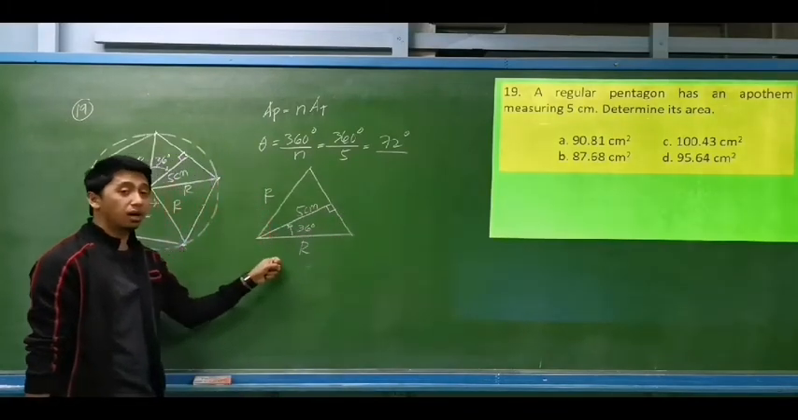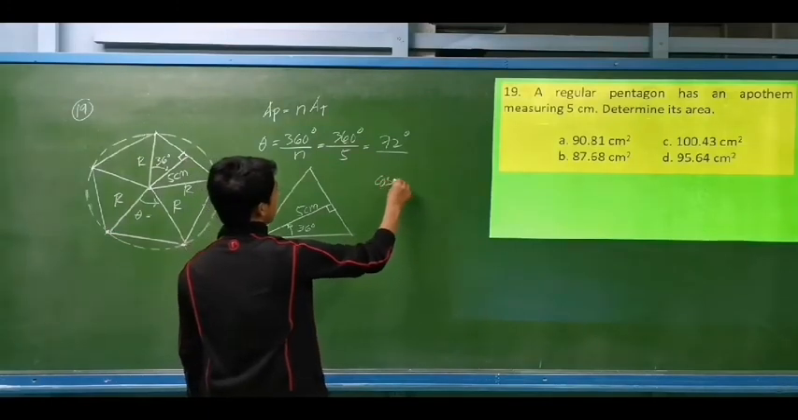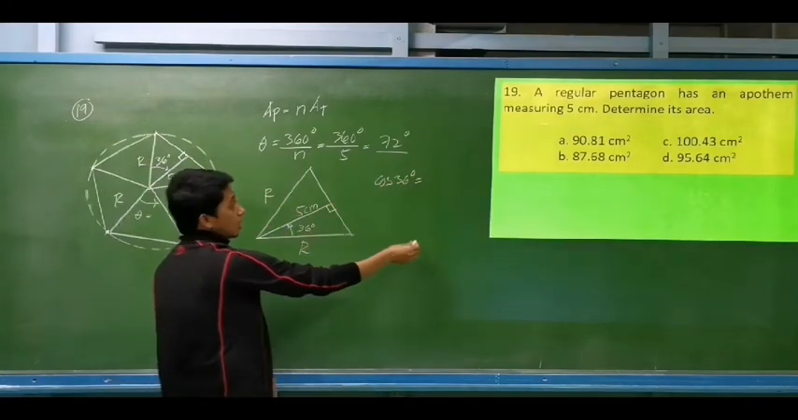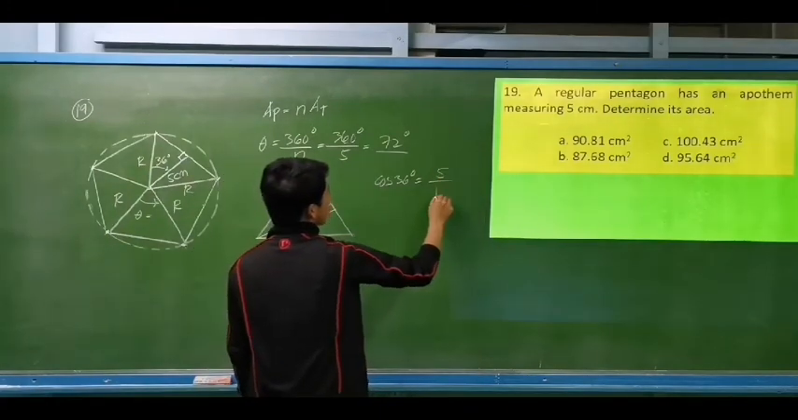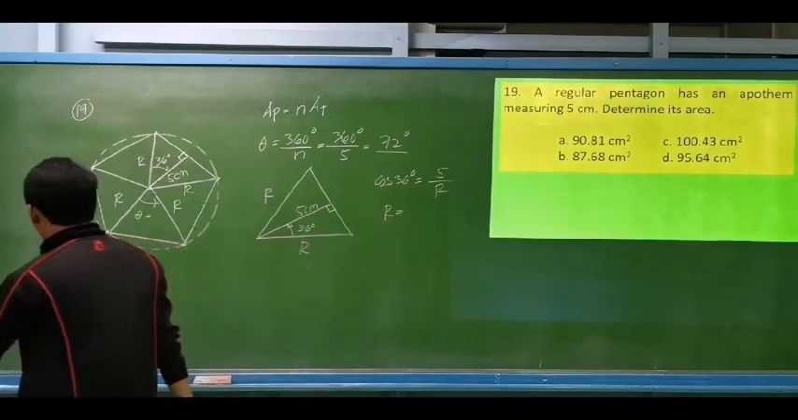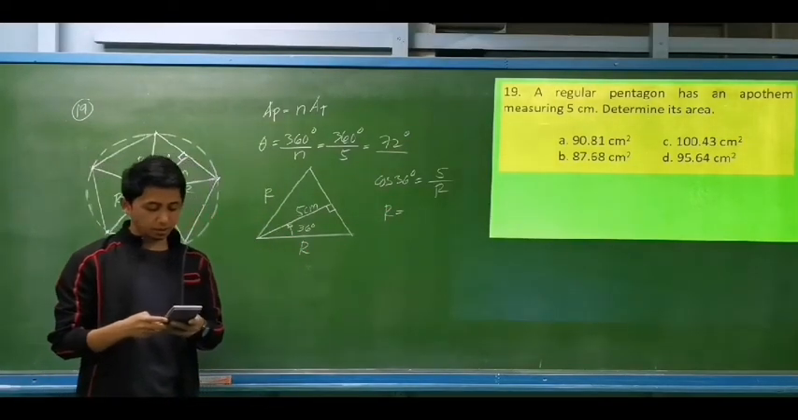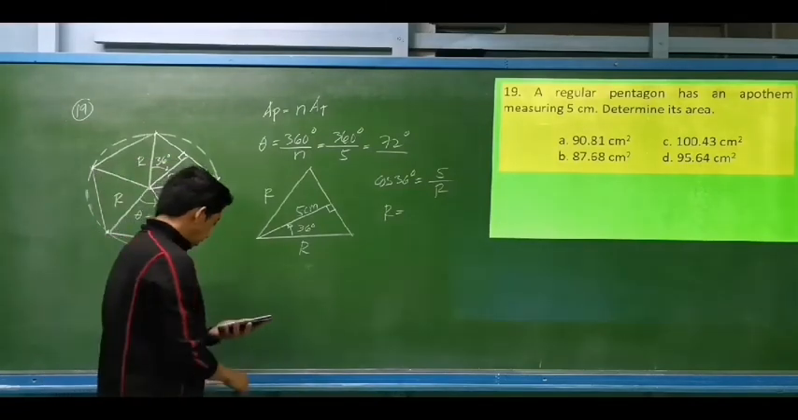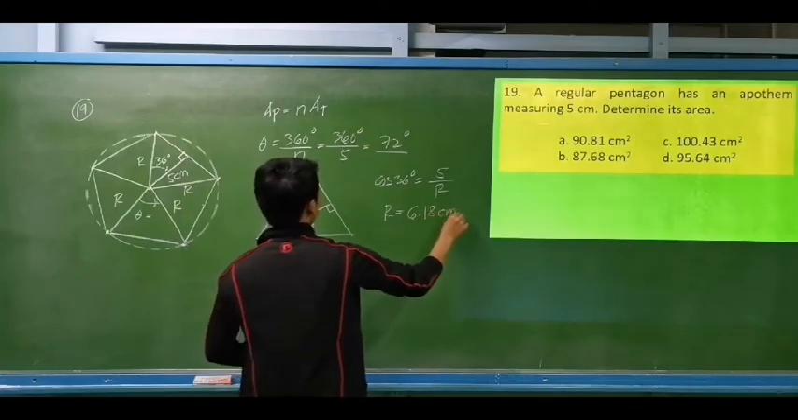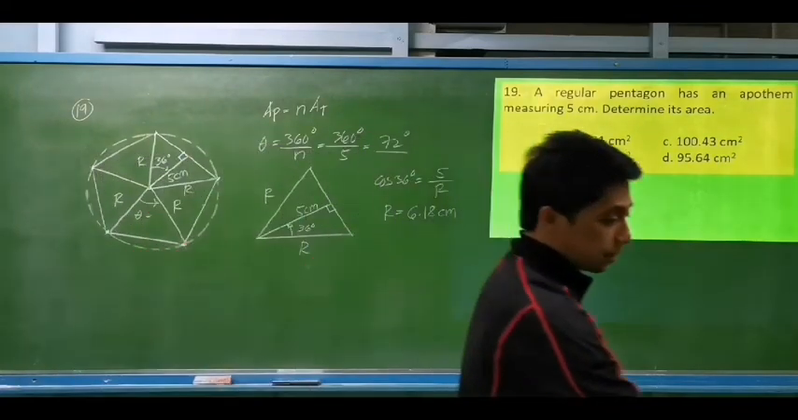Paano natin kukunin yung R? We can use the function of cosine. So, we have the cosine of 36 degrees is equal to adjacent side natin yung 5, radius natin yung hypotenuse. So you have R equals 5 divided by cosine of 36 degrees, is equal to 6.18. This is 6.18 centimeters. Okay, paano ba natin kukunin yung area ng polygon?